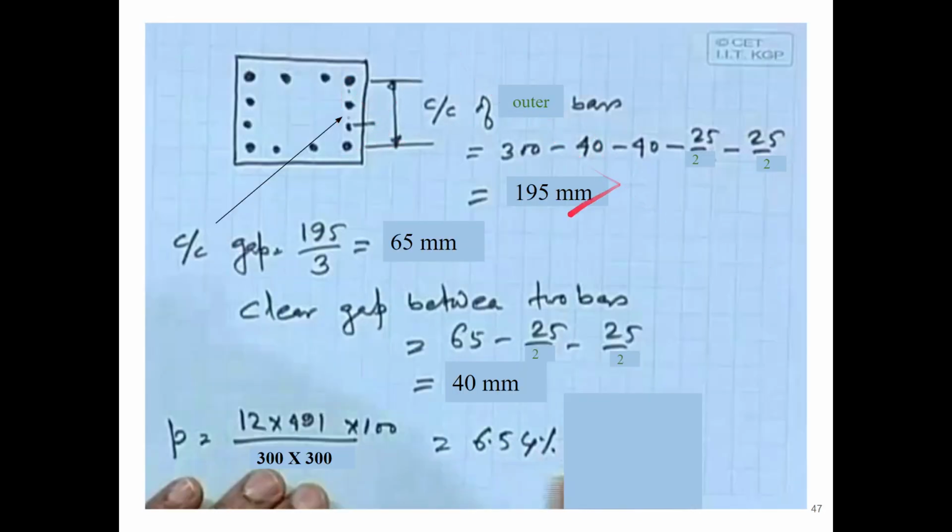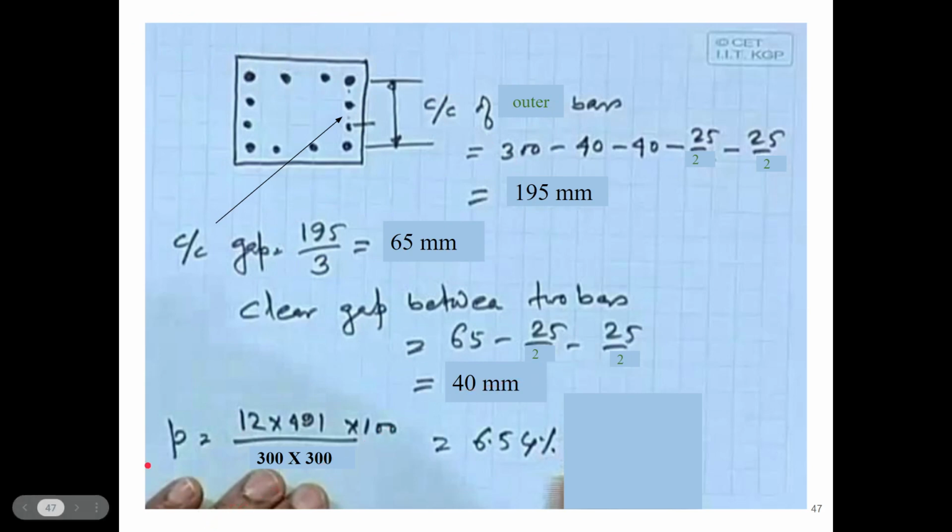The center to center distance of the outer bars is 195 mm, and because there are three center to center distances between consecutive bars, it will be 195 by 3, that is 65 mm. The clear gap between two bars will be 65 minus 25 by 2 minus 25 by 2, that is 40 mm. These measurements were shown to make you understand how the design is made.